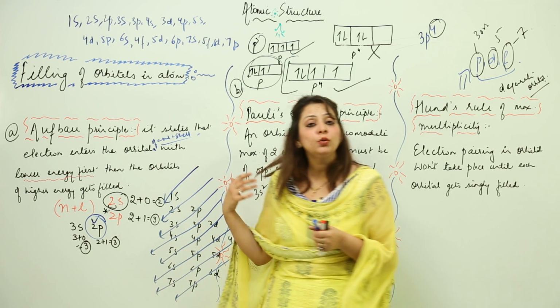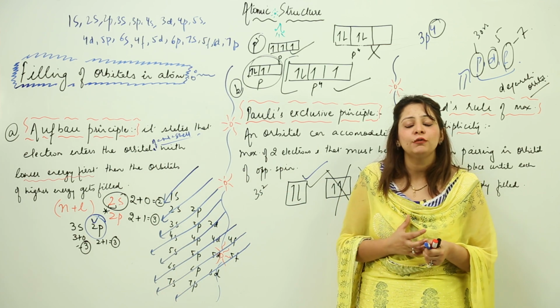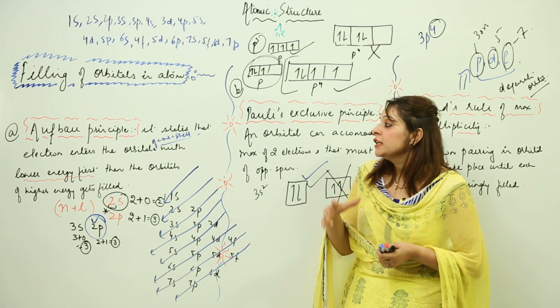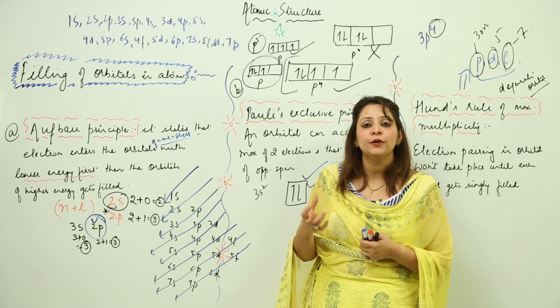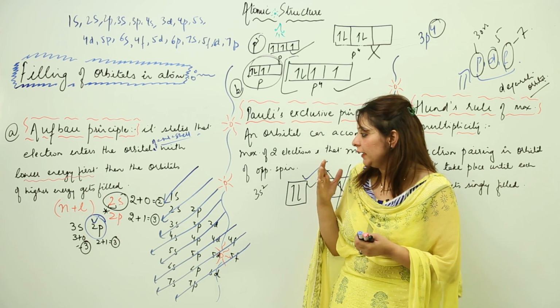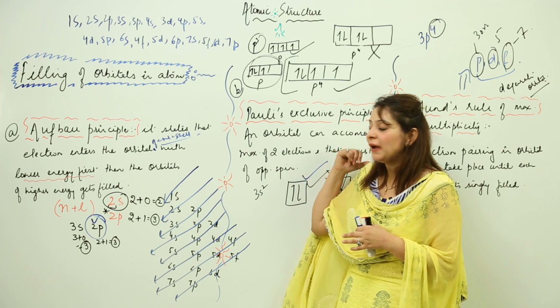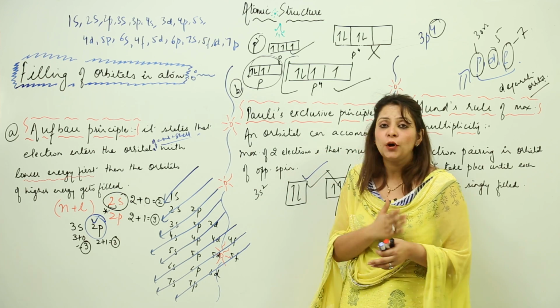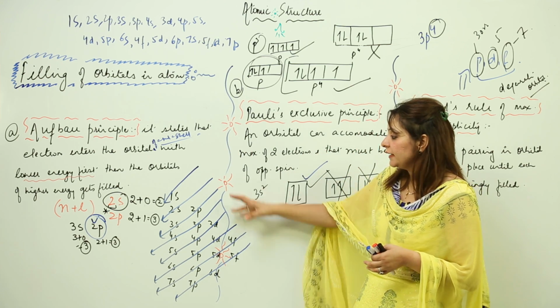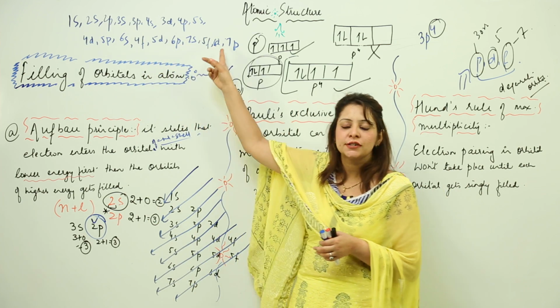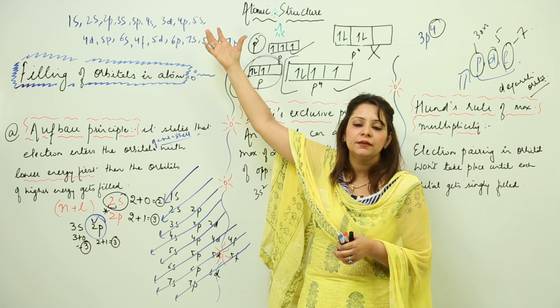So these 3 rules have to be followed when we are writing the electronic configuration. So now we are in a position to write the electronic configuration for an element. You need to keep in mind 3 rules, and the most important thing you need to keep in mind is the order of increasing energies, because likewise we will be filling the electrons in them.